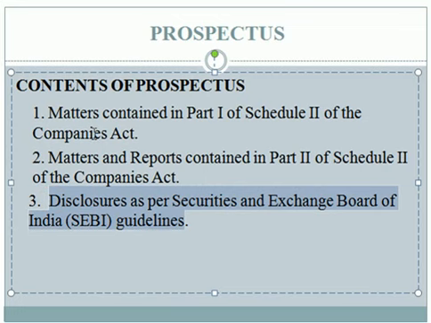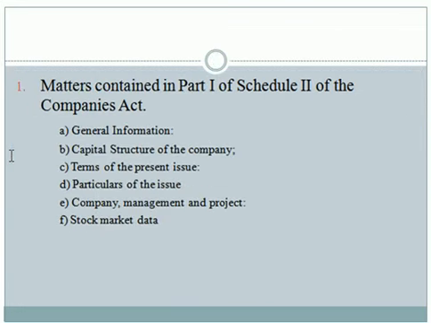To start with the first one, matters contained in Part 1 of Schedule 2 of the Companies Act, there are 6 points in this. First is general information. General information is just the name and address of the company, who the directors are, who the auditors are, what the opening price and the closing price of the issue are, then the names and addresses of the trustees, debentures, trust deeds, and all those things.